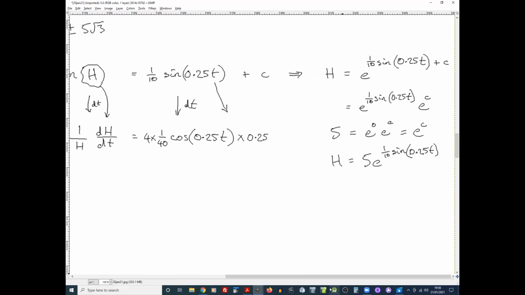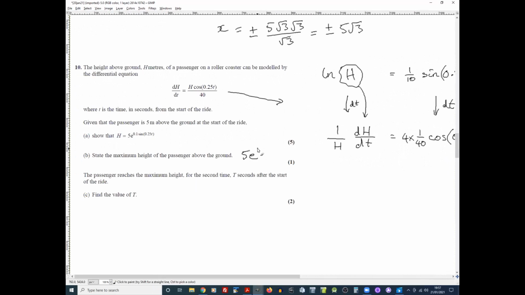So 0.25 times... the maximum that sine of anything gets to is 1, isn't it? So if you do 5 e to the 10th of 1, so 5 e to the 10th, is that the highest? Absolutely. Whatever that may equal. 5.53. Yeah, 5.53.